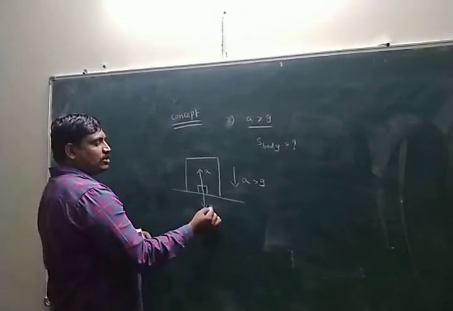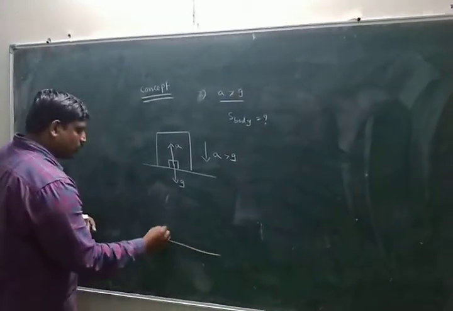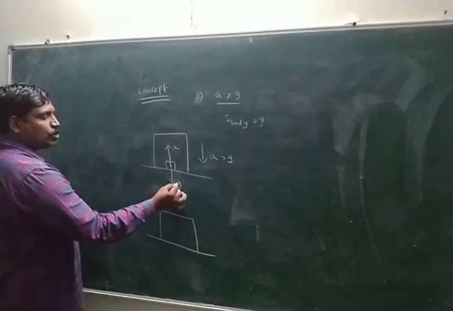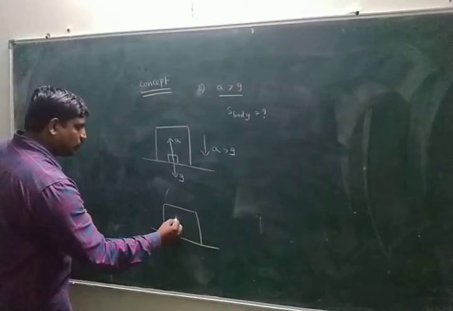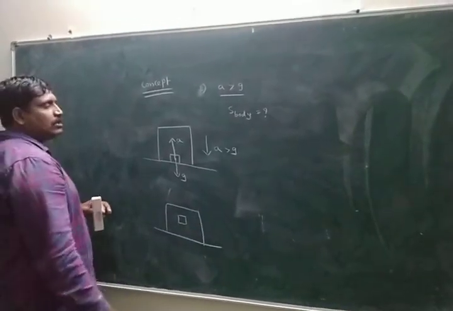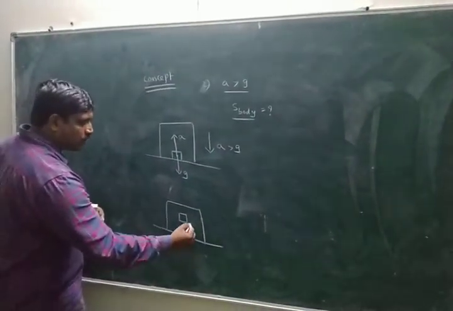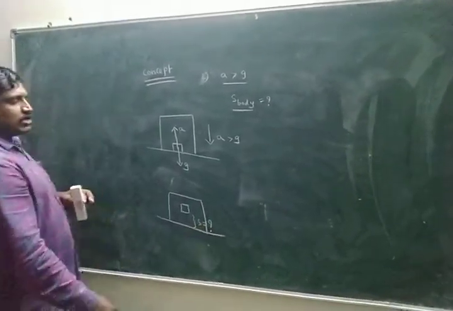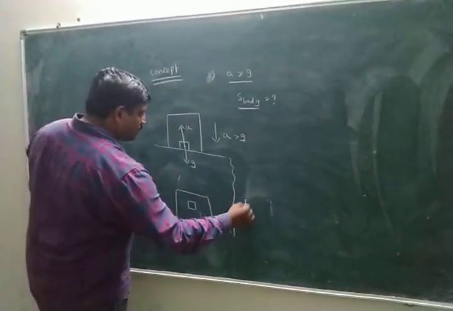Suppose this is 15 and this is 10. Once again I repeat, this upward force is more compared to the downward force. That's why the body lifts, that means it does not contact the surface after t seconds. The question is to find the displacement of the body with respect to the surface. S will be calculated. Here the displacement of the lift is S dash.